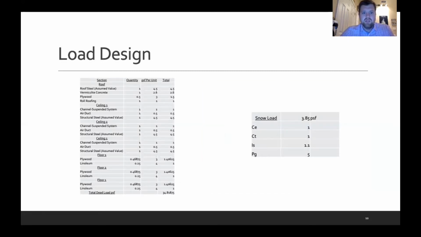This is our load design, a couple of the calculations done. The left is the dead load design, divided by the roof, each ceiling, and each floor. And the right is our snow load.